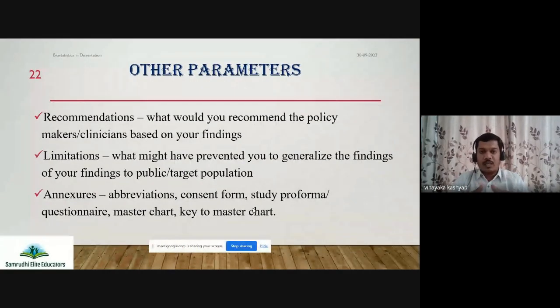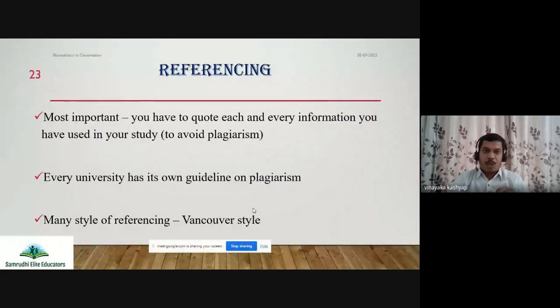Then come your annexes, which will usually be abbreviations, your consent form, your study proforma or the questionnaire that you have adopted, master chart, key to master chart, all these things. These are the various other parameters that will be included in your dissertation. Now comes the important part, that is referencing. Because if you don't cite each and every piece of information that you have collected or written in your dissertation, then it will become plagiarism. And every university has its own guideline on plagiarism.